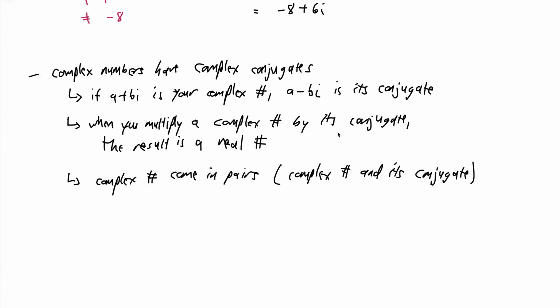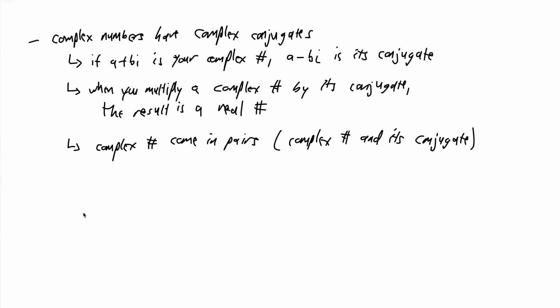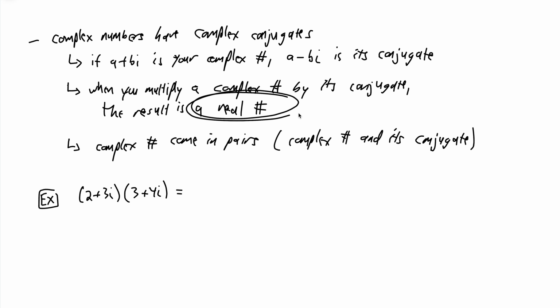So let's kind of talk about this in the scope of some problems, right, to try and make sense of all of this. So first things first is what happens when I take 2 plus 3i and multiply by 3 plus 4i? Well, what we should see here is that these are not conjugates of one another, right? 2 plus 3i, its conjugate would be 2 minus 3i. This is clearly not that, and vice versa. This is not 3 minus 4i. So I'm not expecting to get a real number out of this because they're not conjugates. I'm just expecting to get another complex number.